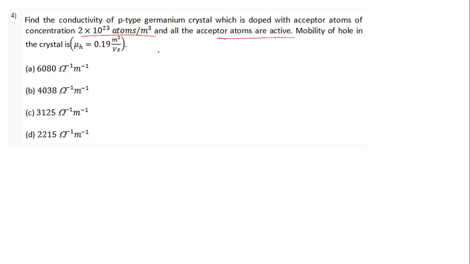That means the majority charge carrier will be, since it's a p-type germanium crystal, holes. Why? Because when we dope with acceptor atoms, they accept electrons. So when we dope acceptor atoms, they took the electrons and created more holes, and now the majority charge carrier in this p-type germanium crystal is holes.